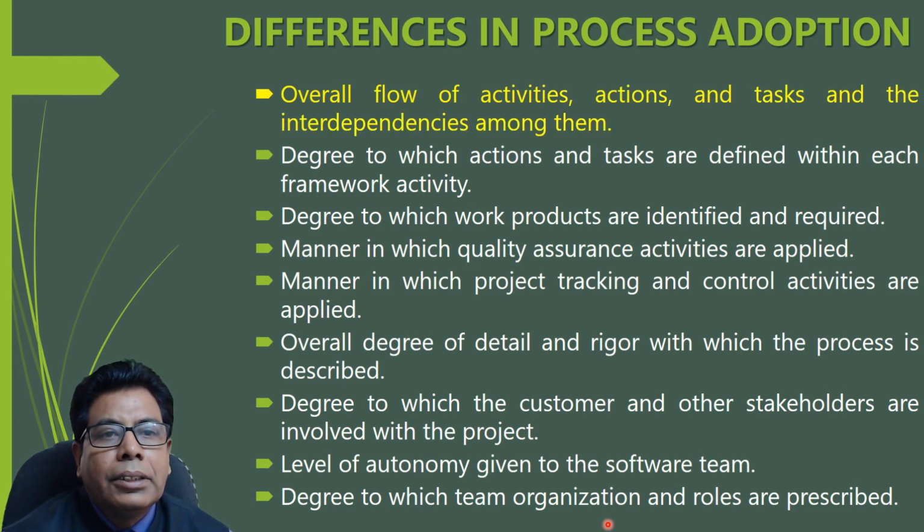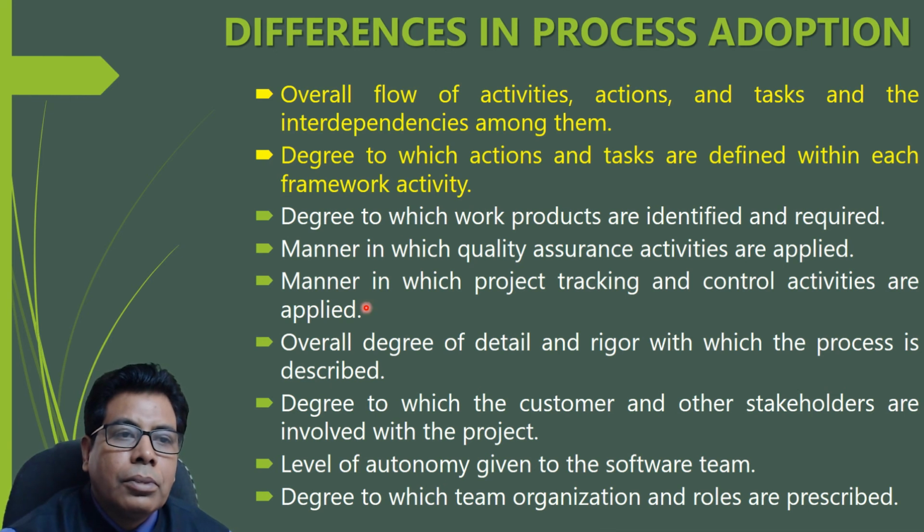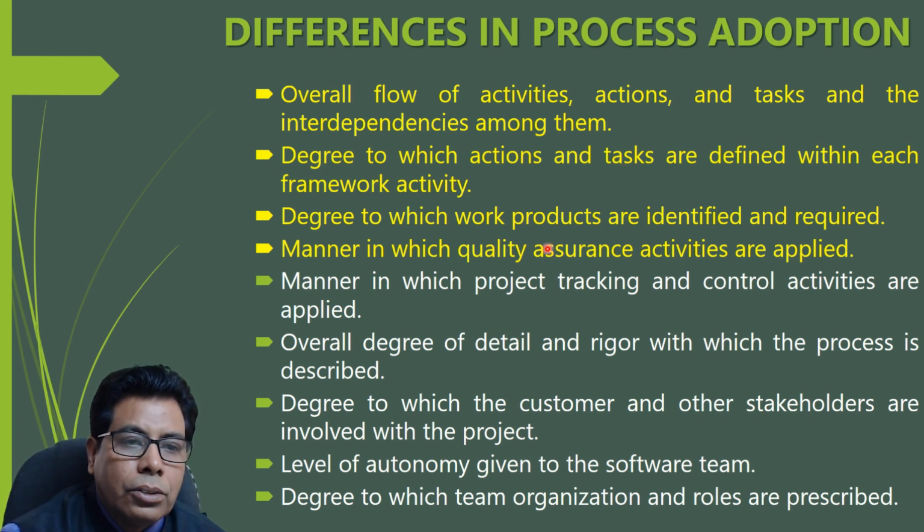First is the overall flow of activities, actions, and tasks, and the interdependencies among them. So they may be different. Then the degree to which actions and tasks are defined within each framework activity. So that will also vary from project to project and company to company. Then it also depends on the different types of projects, embedded project, and if it's a web-based project, it will be different. Then the degree to which work products are identified and required. Then the manner in which quality assurance activities are applied. So it depends on the company how much quality assurance activity they are doing in the project. Then the manner in which project tracking and control activities are applied. So that will also be different.